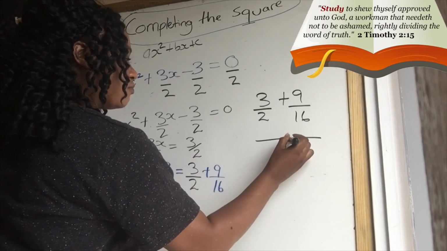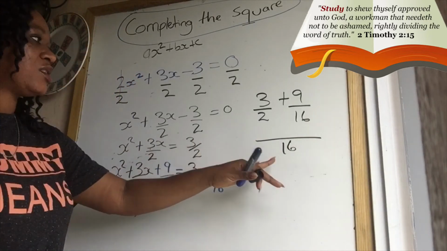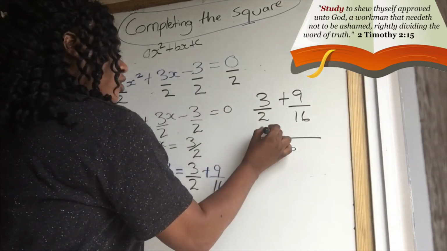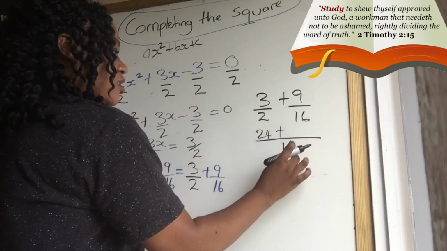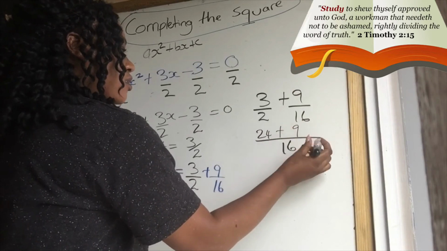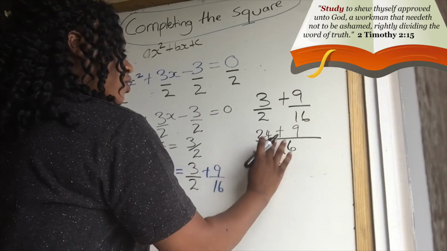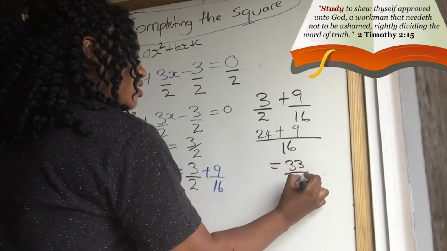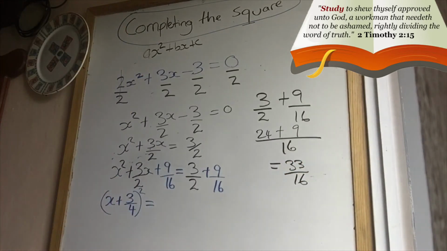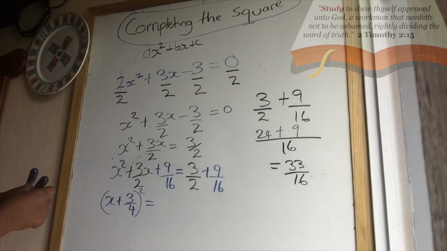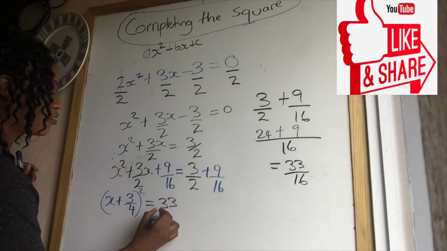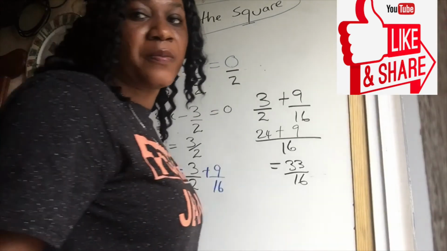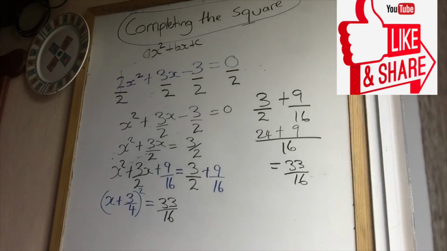So 2 into 16 goes 8. 3 8's are 24. Plus 16 into 16 goes 1, that is 9. So this is equal to 24 plus 9, which is 33 over 16. So now this is equal to 33 divided by 16. We still need to clean this up.